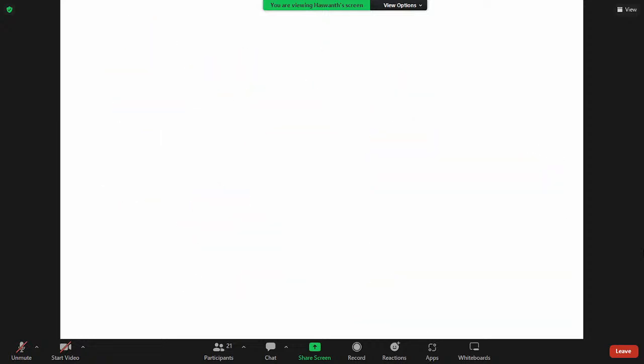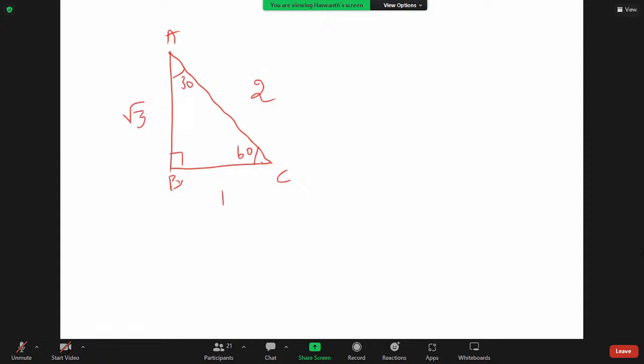Just use this ratio. In a 30, 60, 90 triangle, sides are in the ratio 1 is to root 3 is to 2. So if the side opposite to 30 degrees is 1 unit, opposite to 60 degrees it is root 3 units, and the hypotenuse is 2 units. But AC is given as 5. You have to find out what AB and BC are.